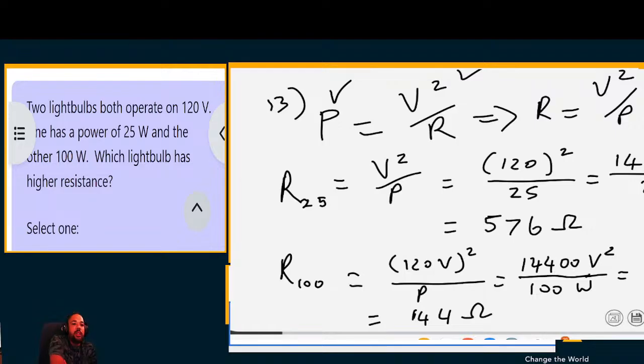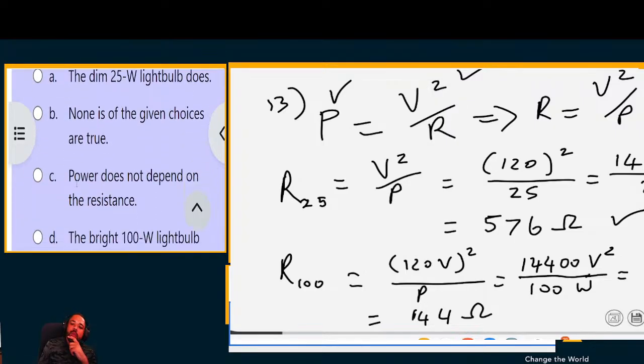Now they asked us, which light bulb has a higher resistance? It is the 25-watt bulb. It has a higher resistance. We should always check our answers.